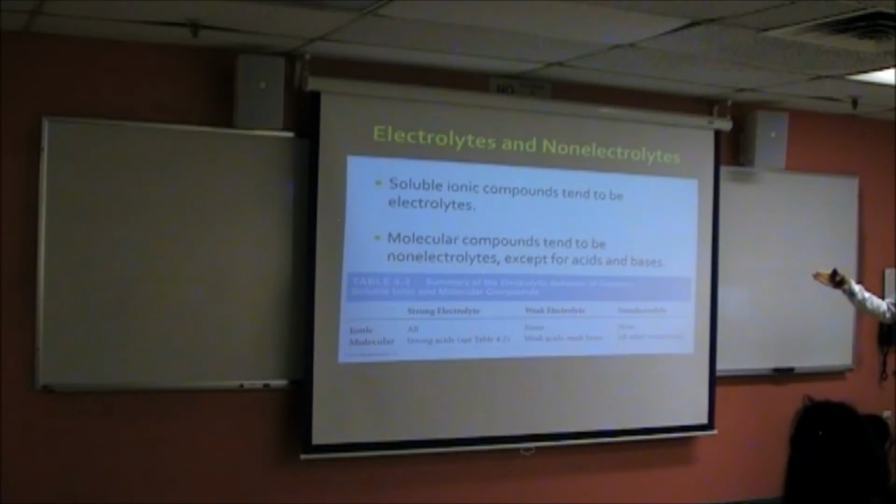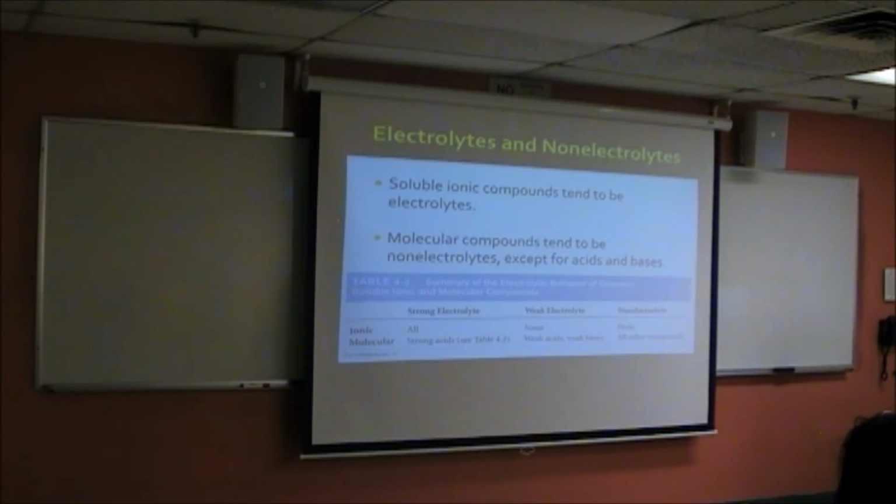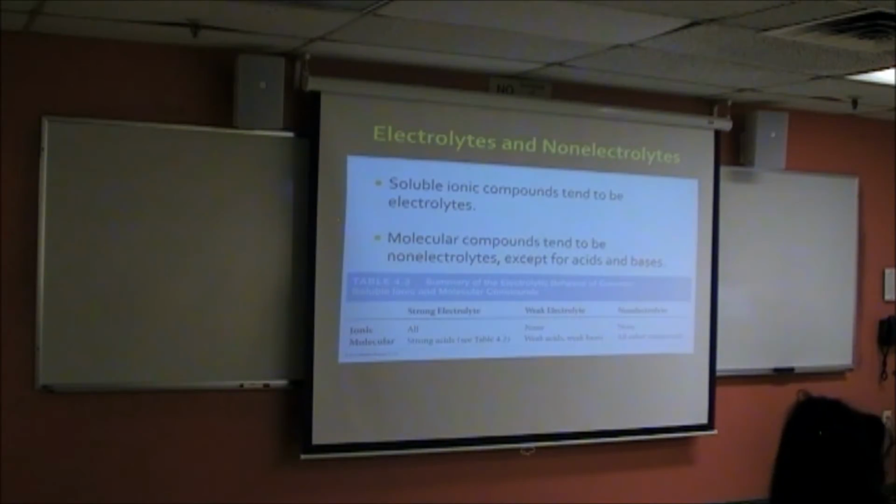Now, what do you think a weak electrolyte would be for your acids and your bases? If a strong electrolyte will dissociate completely, a weak one is not that it's insoluble. They're going to dissociate partially. So the weak ones dissociate partially, the strong ones dissociate completely, and the non-electrolytes will not dissociate at all.